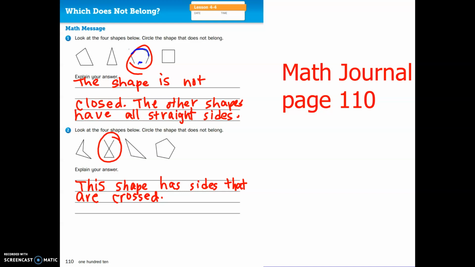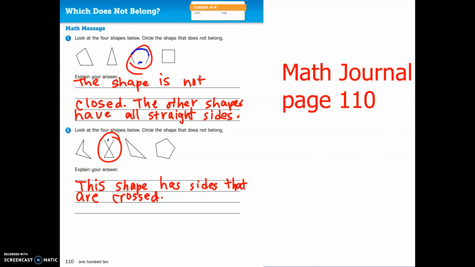The second one, I circled the second one in the row. And my reason was this shape has sides that are crossed. Right here, they touch each other, they crisscross. The other ones don't. And the other shapes are all closed. This one has an opening. So that's why I feel those shapes do not belong.